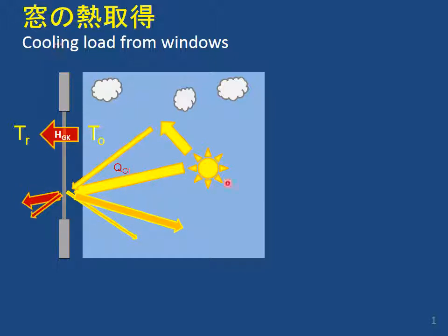And some is diffuse radiation from the sky and then into the window. Some bounces off or is absorbed, heating the window, and some goes through.